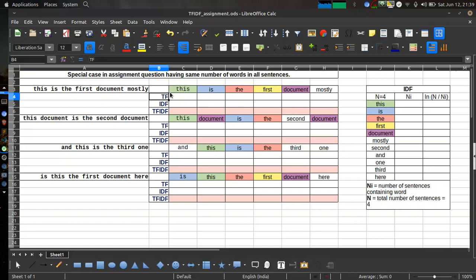So what is the term frequency of this? It is the number of times this word occurs in a sentence divided by the number of words in the sentence. This word occurs one time, so it would be 1 divided by the number of words in this sentence: 1, 2, 3, 4, 5, 6. So 1 by 6. That way you can calculate the TF. Similarly, what would be the answer for A's?